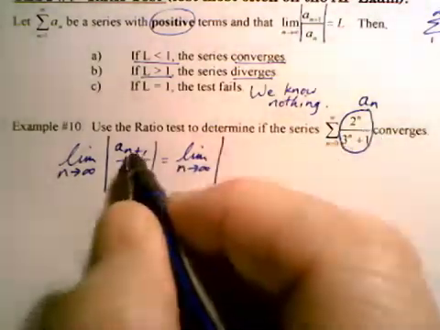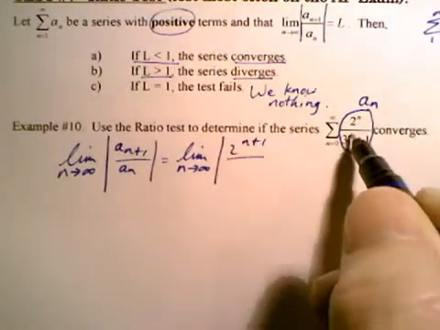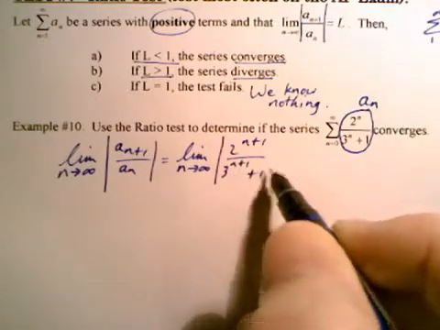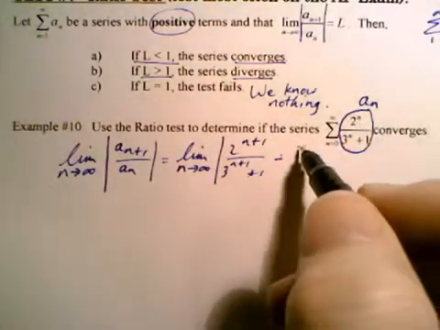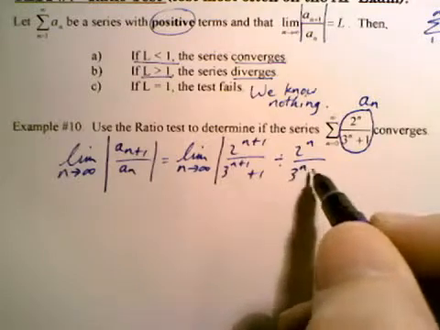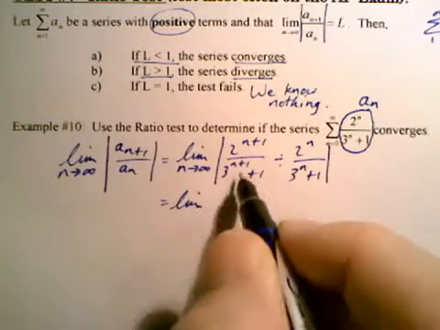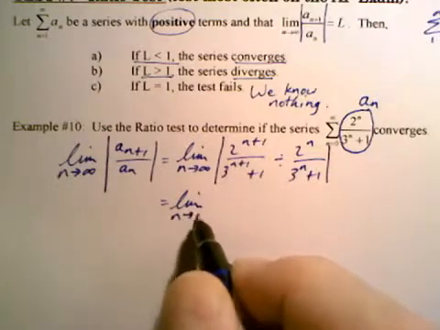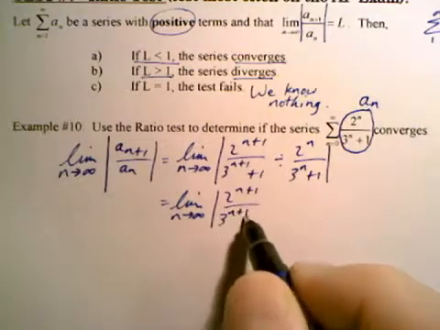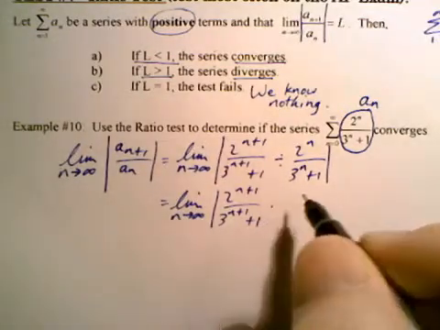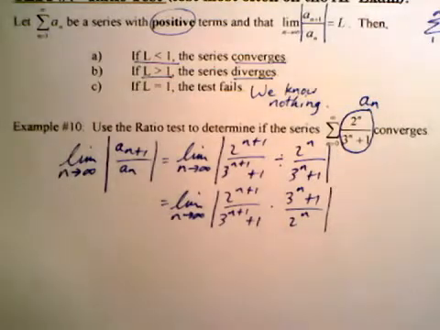Now, a sub n plus 1 goes on top, so that's 2 to the n plus 1 over 3 to the n plus 1, divided by, and again, I don't usually do this, but I will do it for the first time, divided by a sub n, 2 to the n over 3 to the n plus 1. Okay, so what are we going to get? Well, first of all, we're dividing fractions, so we're going to flip the second fraction over and multiply. So we have 2 to the n plus 1 over 3 to the n plus 1 multiplied by 3 to the n plus 1 over 2 to the n.